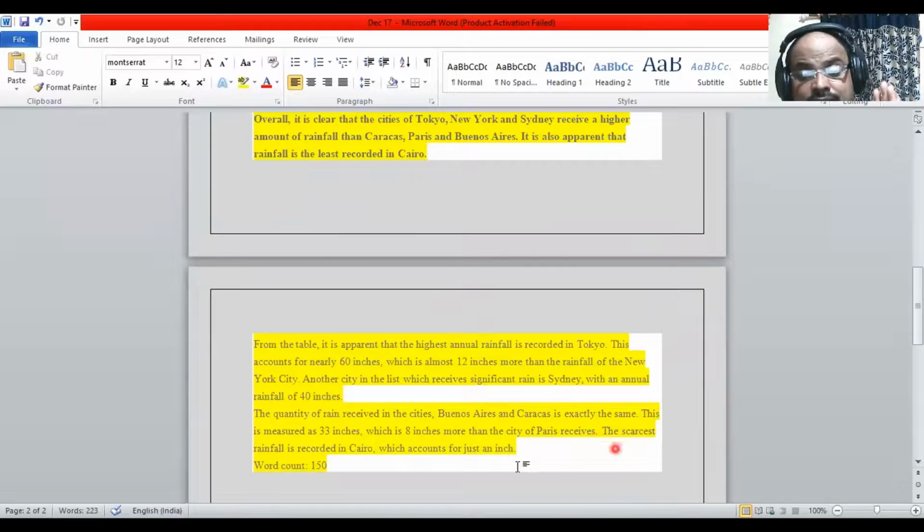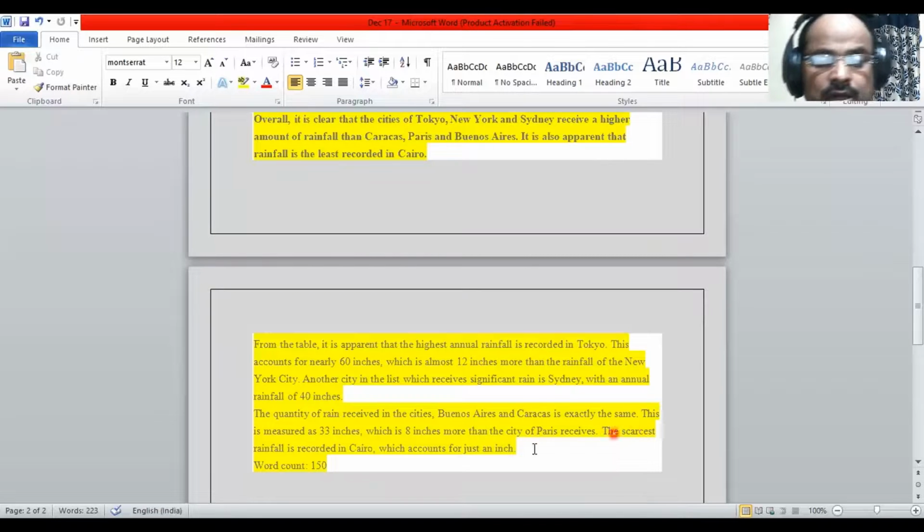The scarcest rainfall is recorded in Cairo, which accounts for just an inch. So that's the exception. The most scarce rainfall is recorded in Cairo, the capital of Egypt, which accounts for just an inch. Now, I have written exactly 150 words.